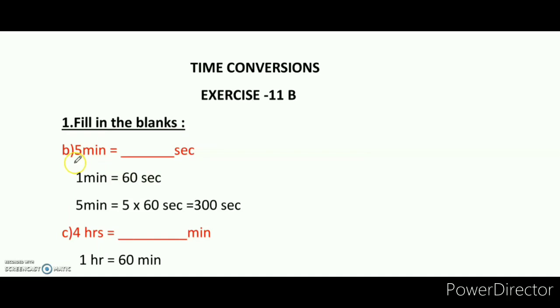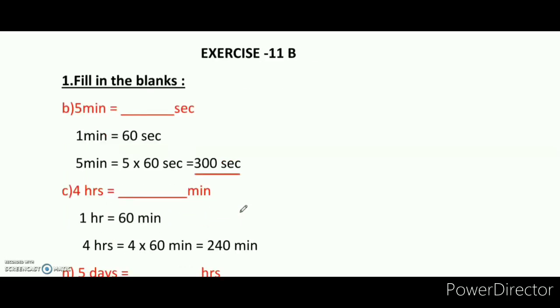The B bit in fill in the blanks is 5 minutes is equal to dash seconds. As we know children, 1 minute is equal to 60 seconds. So 5 minutes will be 5 multiplied by 60, which is equal to 300 seconds.